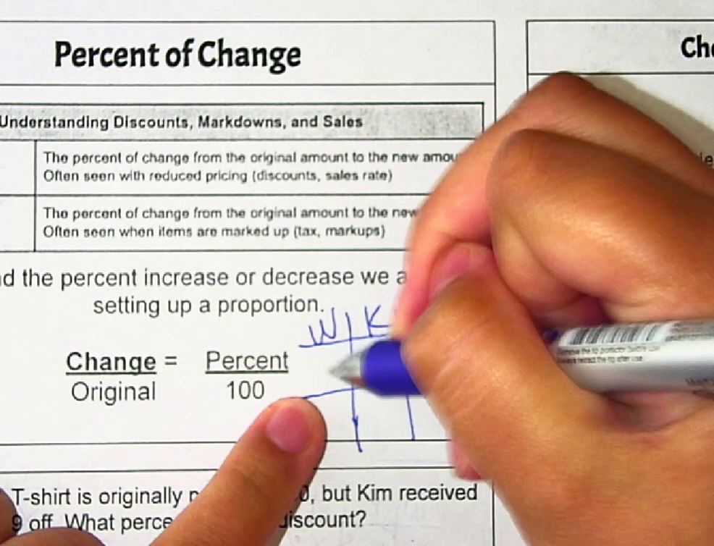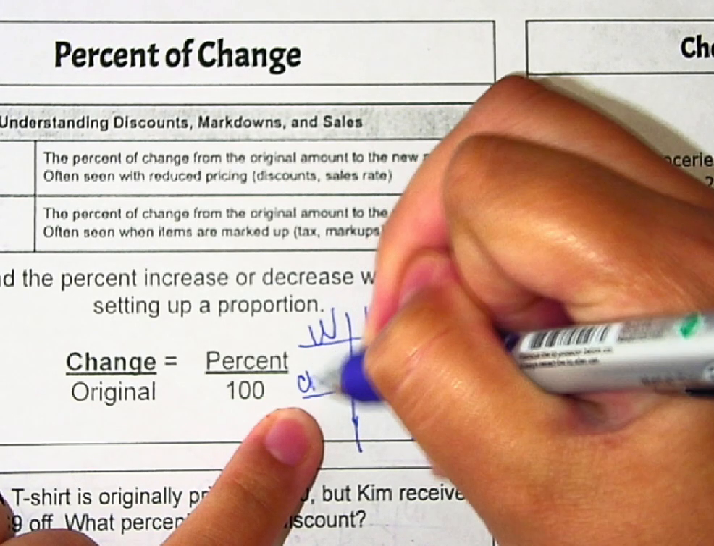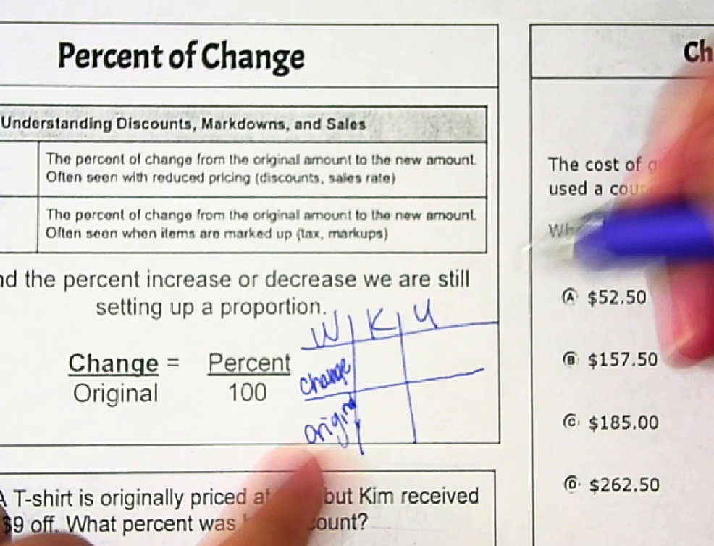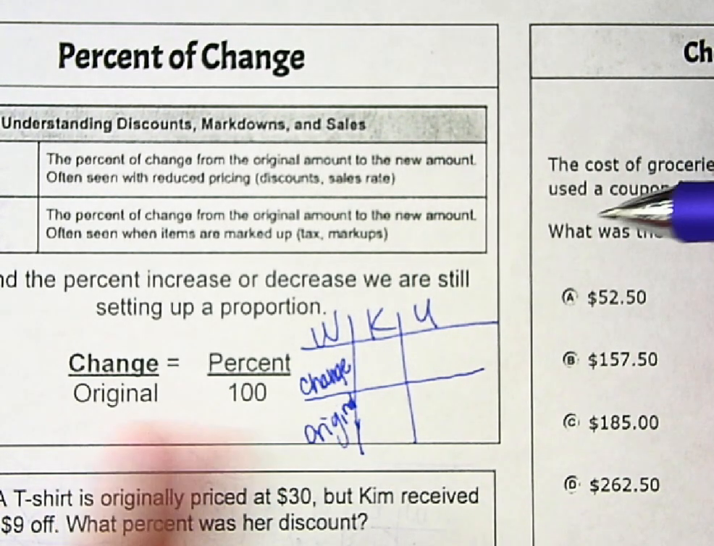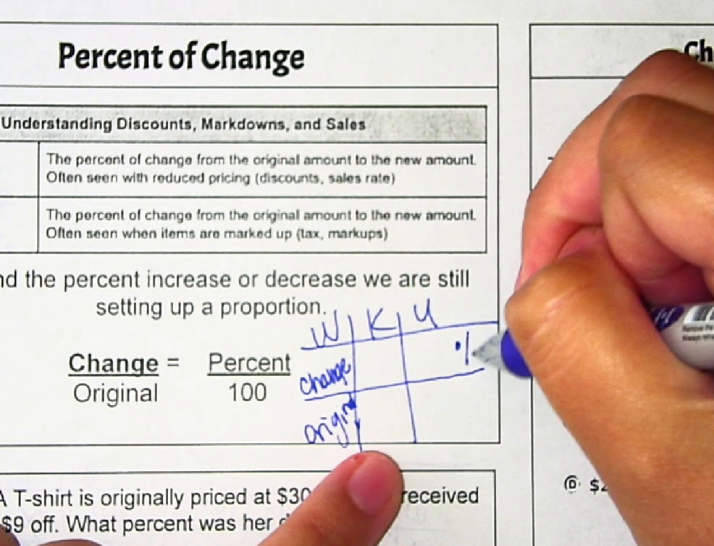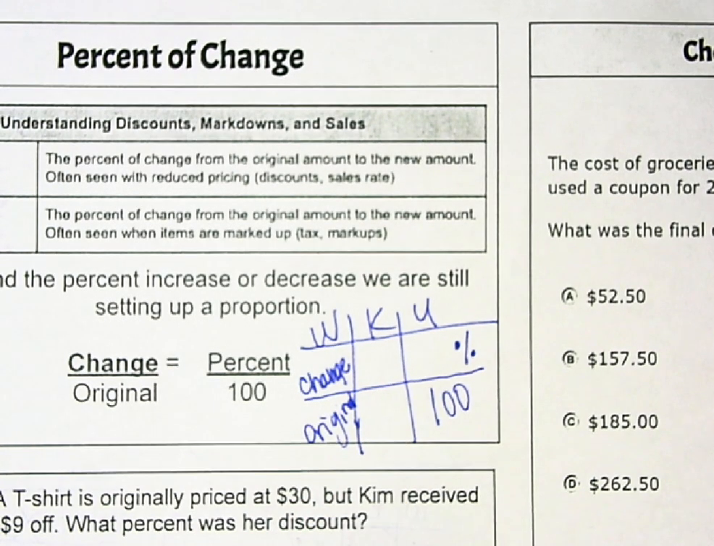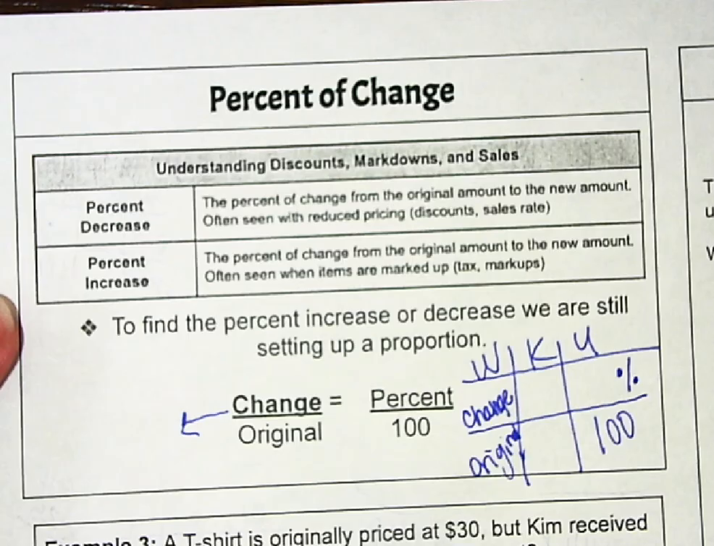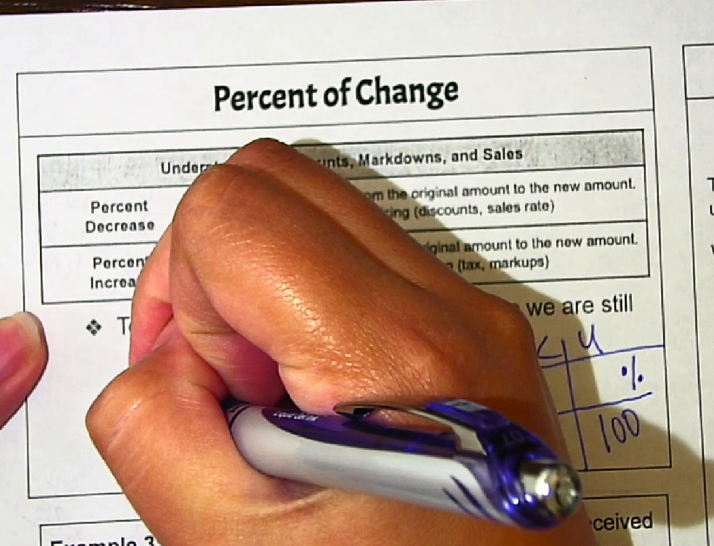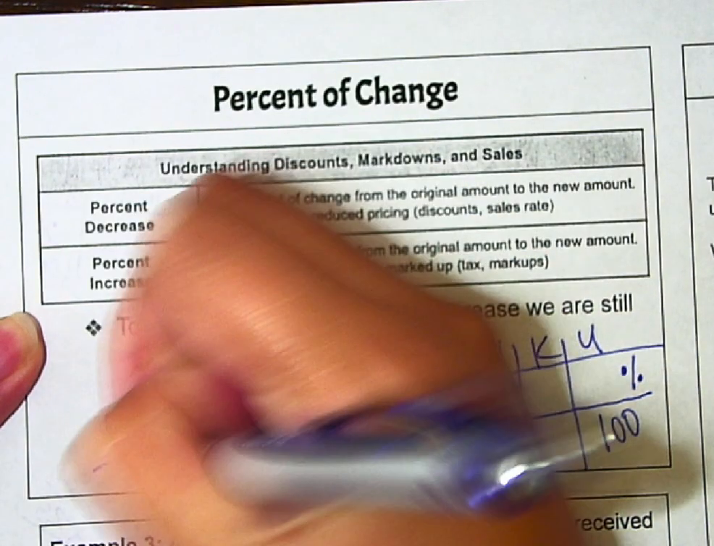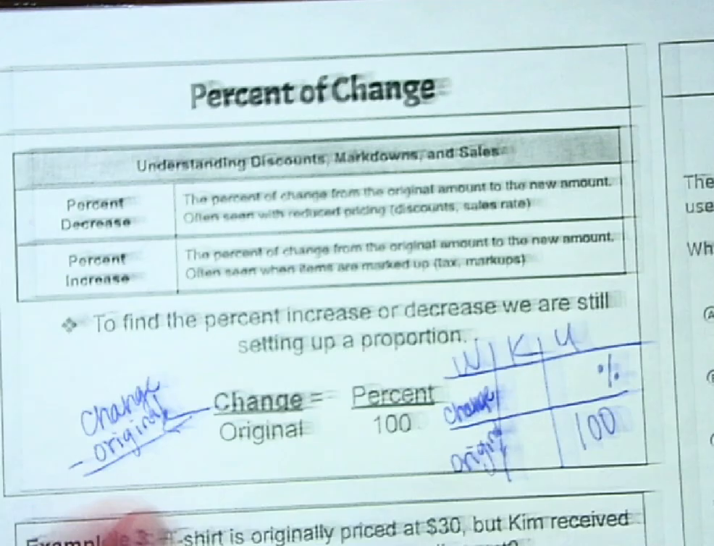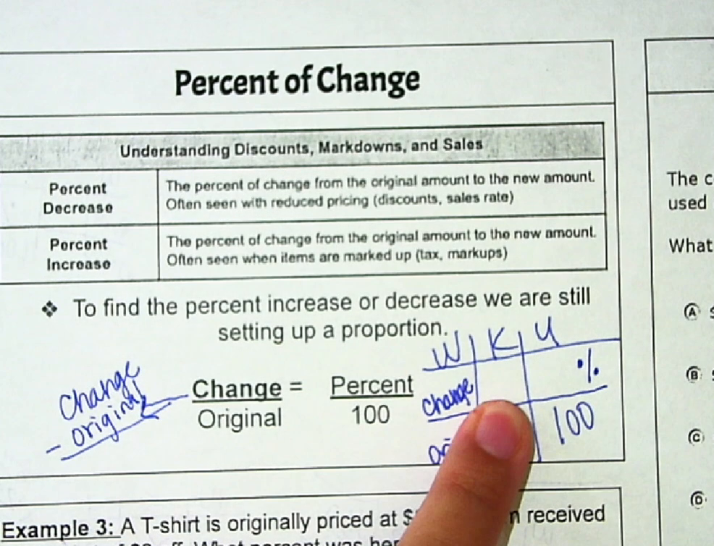So this time, the words is going to be change over original. Original is right here if you can't see my spelling. This is still going to be percent, and this is still going to be 100. Okay. In order to find the change, you are going to be subtracting two numbers. You're going to subtract change minus original. Whatever you subtract is going to be your number on top.